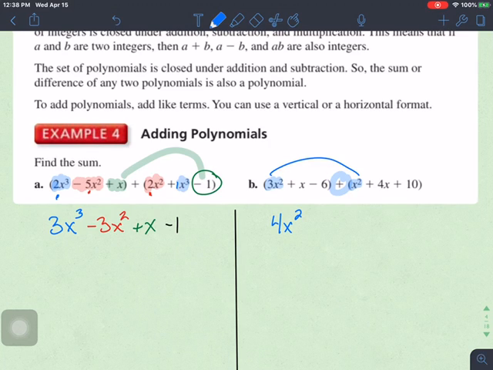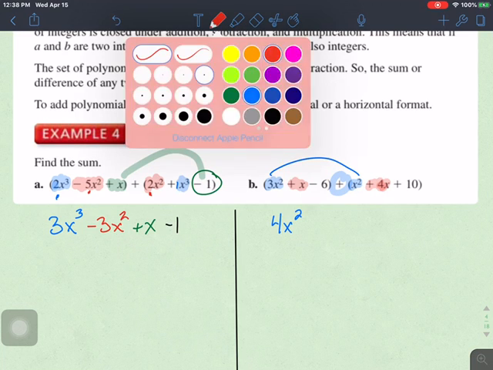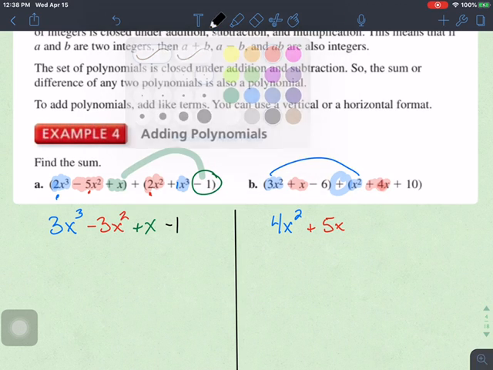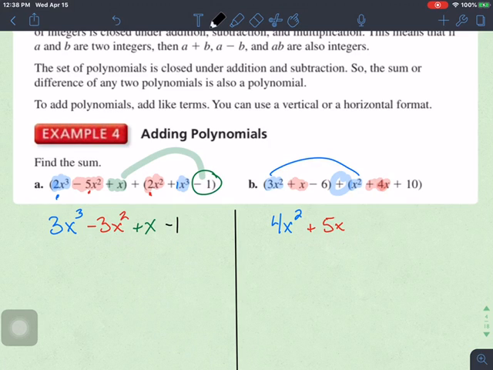Over here, we have an x to the first and a 4x to the first. So that's going to make a positive 5x, or 5x to the first. And then our very last step, we have no other x terms. We have a negative 6 and we have a positive 10, and that's going to give us 4. And so that is how you add polynomials.